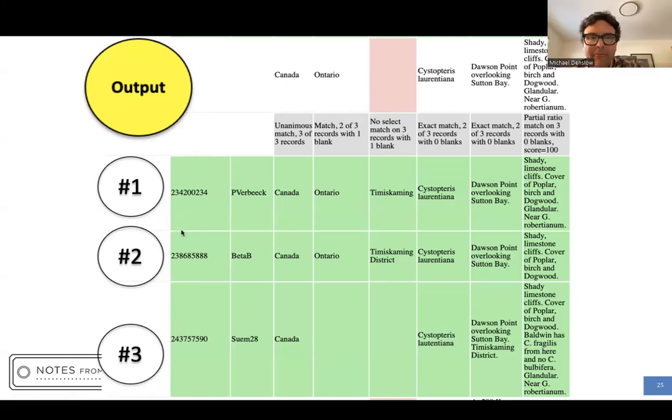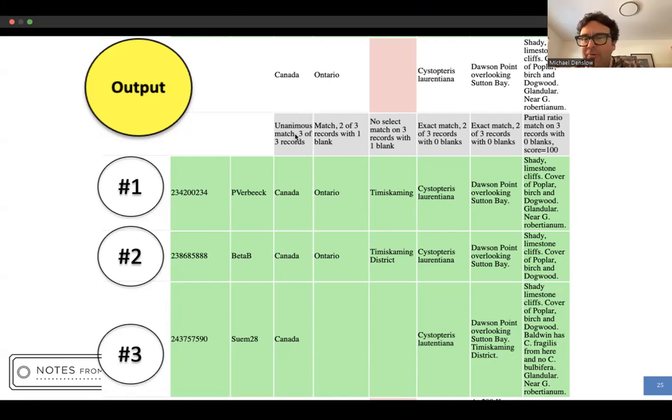The first column has just numbers that the system gives it. The second column is actually just their username. So you know the username of the person, but that's all you really know unless you know the person or they've told you something. And then we get into the data portion. In this first one, the question was, what country was this specimen collected in? All three volunteers agreed. It was from Canada. So we got a unanimous match in the answer.